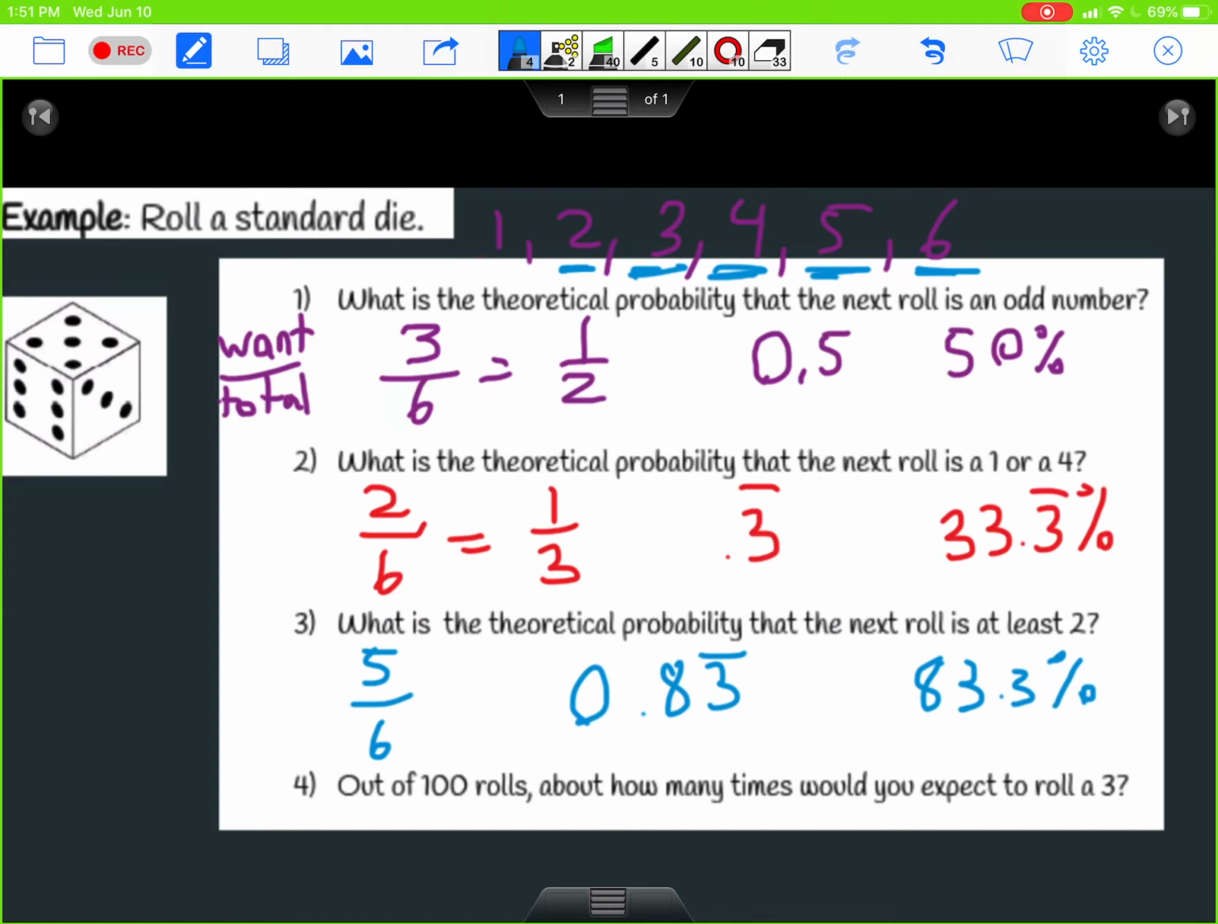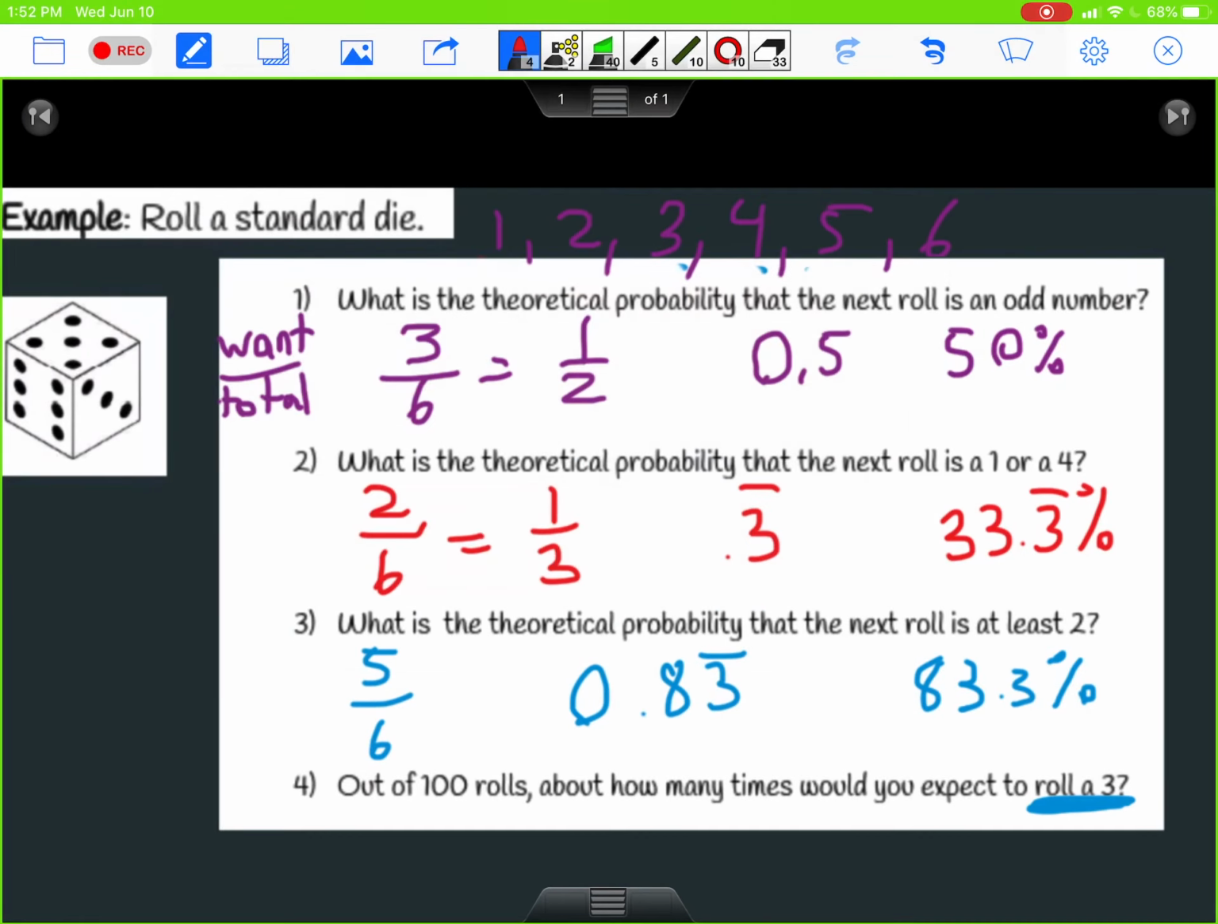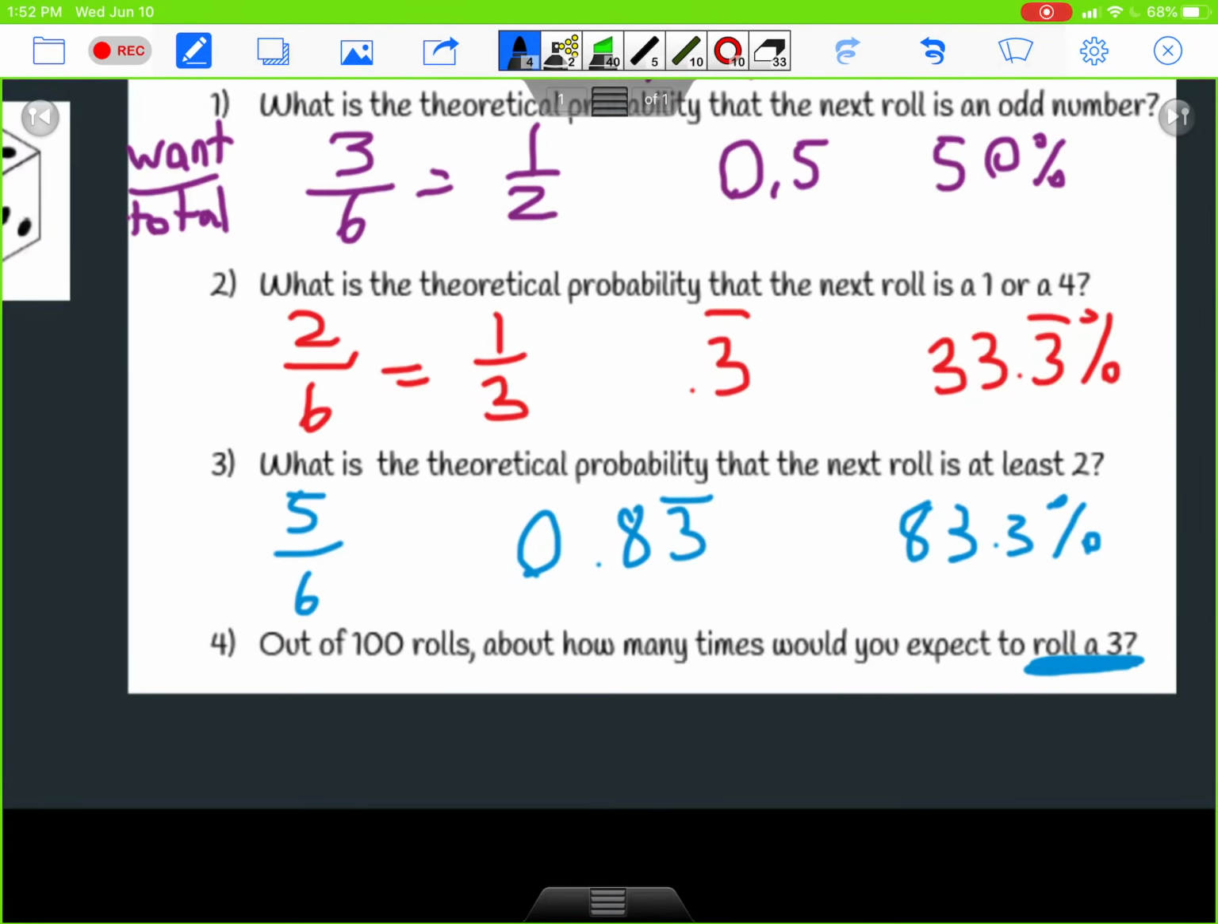And lastly, now we're asking what I think I would get out of 100 rolls. My first step is I want to look at what the probability is that they want me to get. So they want me to roll a 3. So I'll get a probability for rolling a 3. Let's do black actually. So how many 3s do I have? I only have 1 three. So the fraction would be 1 over 6.